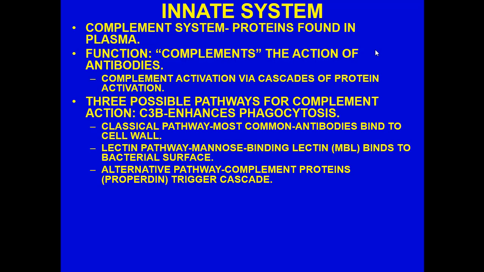The lectin pathway, you have this unique sugar binding lectin called mannose binding lectin, and it binds to the bacterial surface because you will have mannoses on some of the bacteria surfaces, so this MBL will bind to it. So that's the flag to start the process instead of antibodies binding to the cell wall. Finally, they found another one called the alternative pathway, in which the complement protein properidin triggers the cascade.